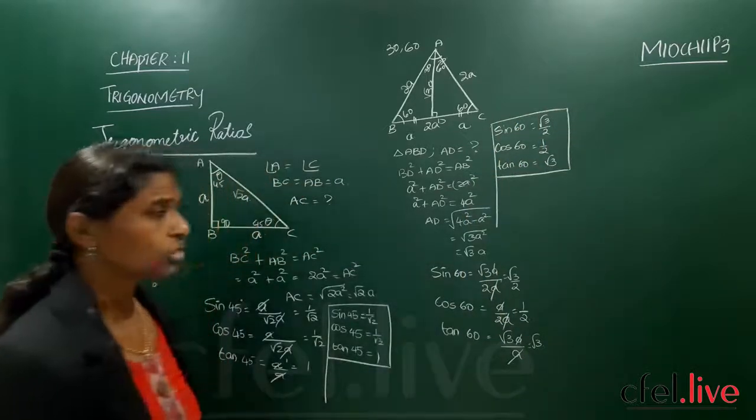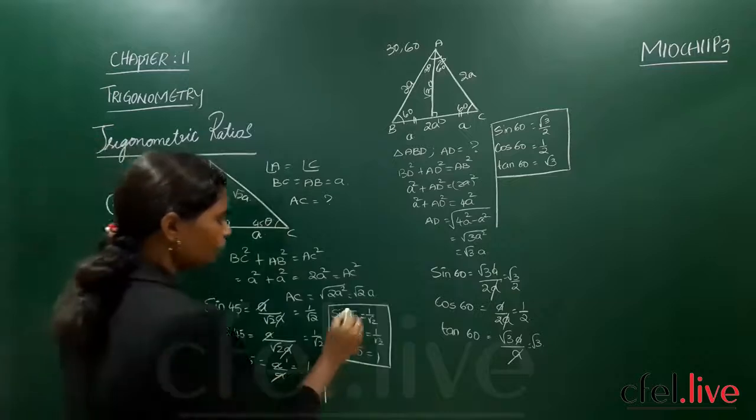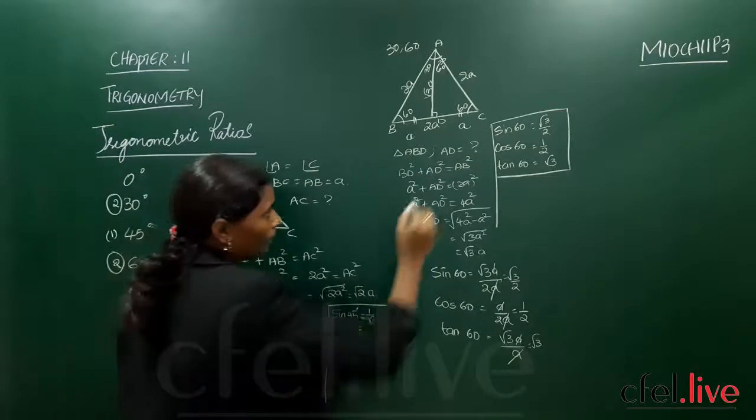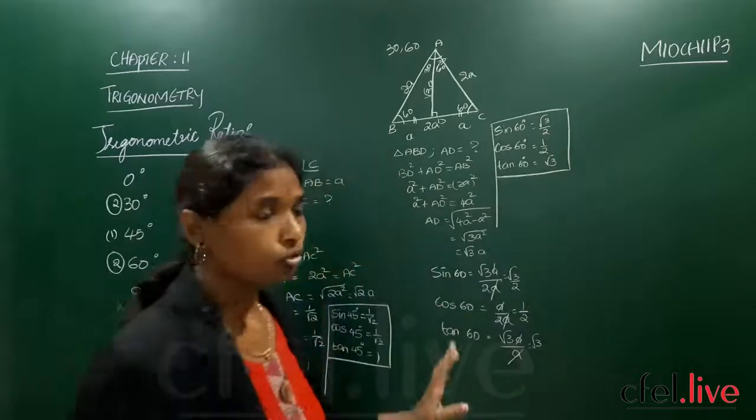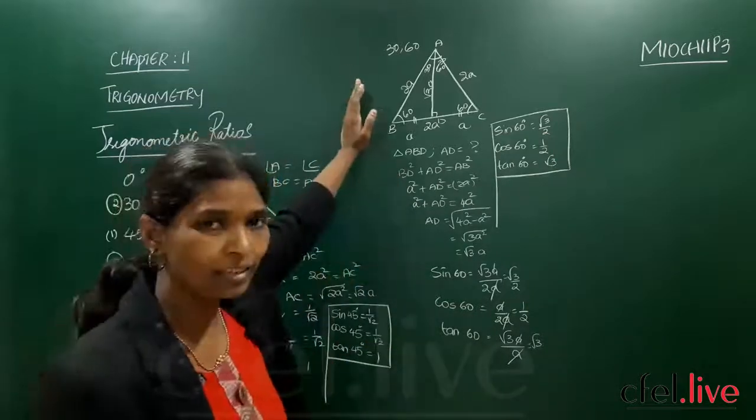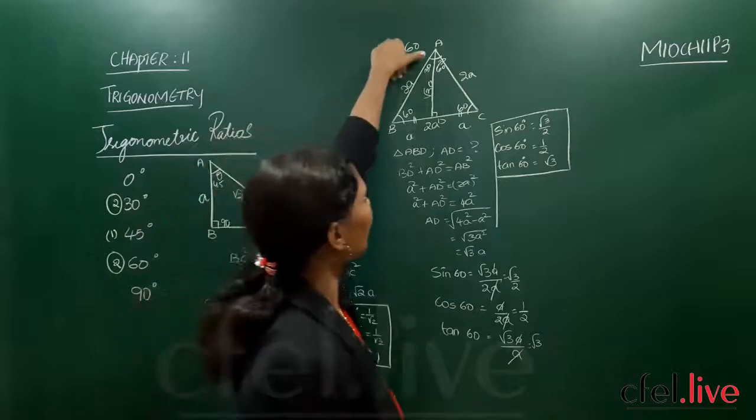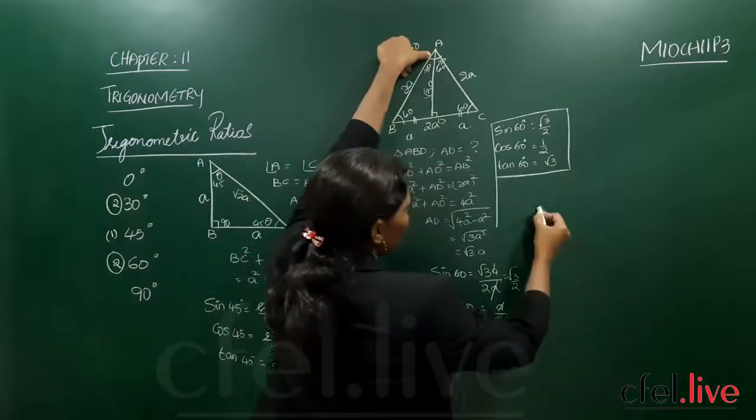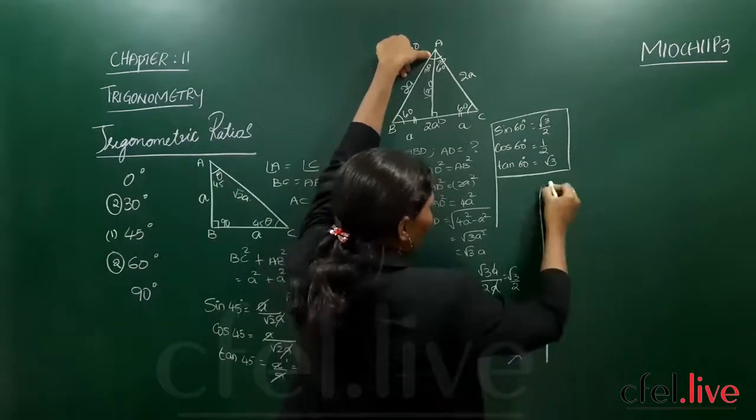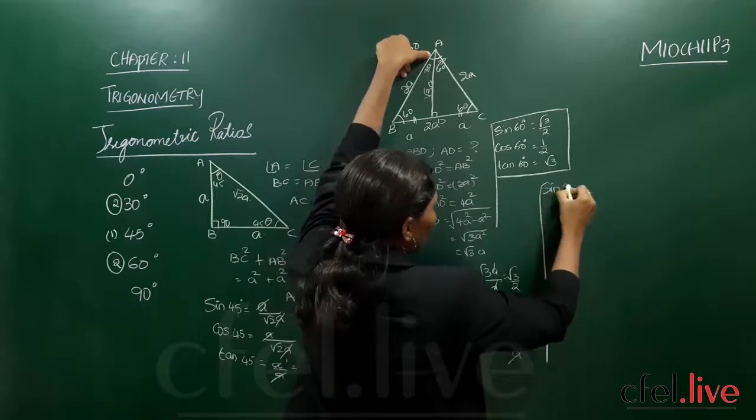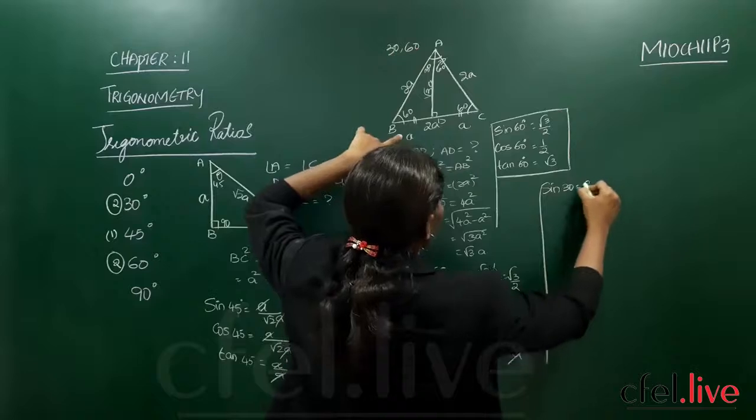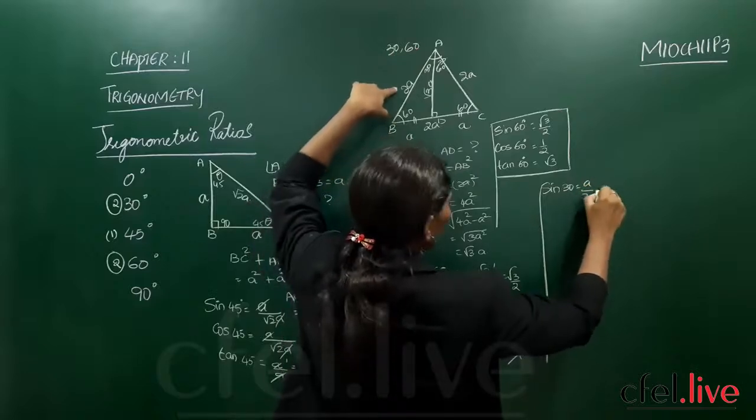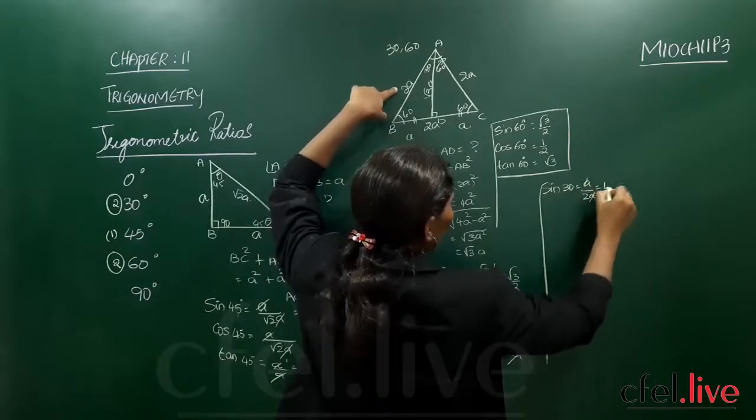So these are for 60 degrees, 45 degrees over, 60 degrees over. Now we'll move on to the 30 degrees. For 30 degrees you need not draw once again, you just shift the angle. Now you are standing here, right? So sine 30 means A by 2A got cancelled, 1 by 2.